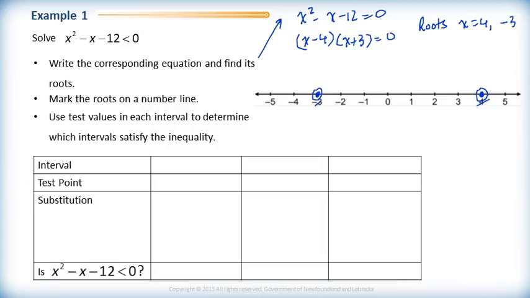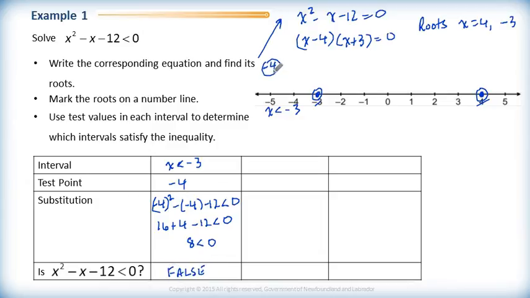Now, I use test values in each interval to determine which intervals satisfy the inequality. So the first interval is x less than negative 3. Let's take a test value before negative 3. Let's say negative 4. I get 8 less than 0 when I substitute negative 4, and so I get a false statement there. So my test value is negative 4, which returned a false statement.